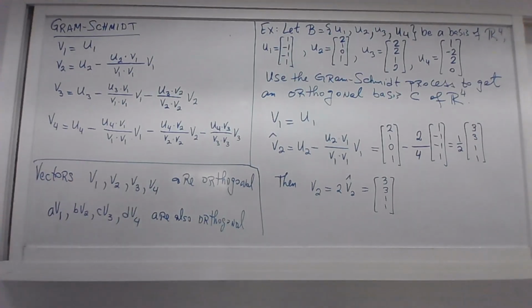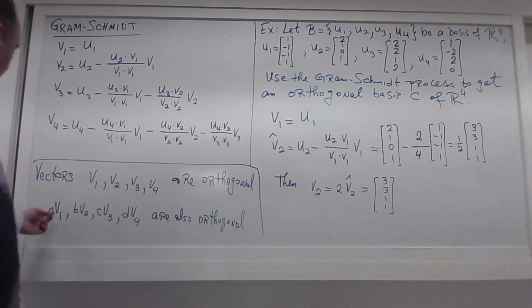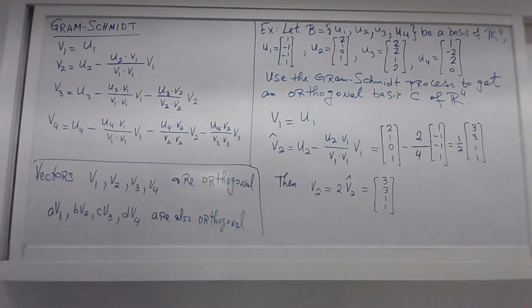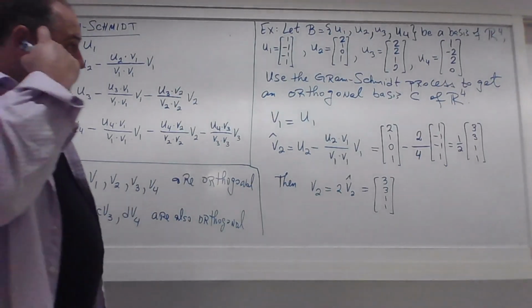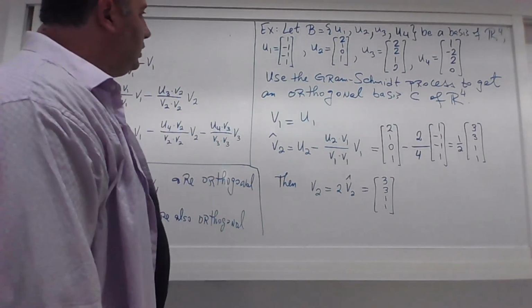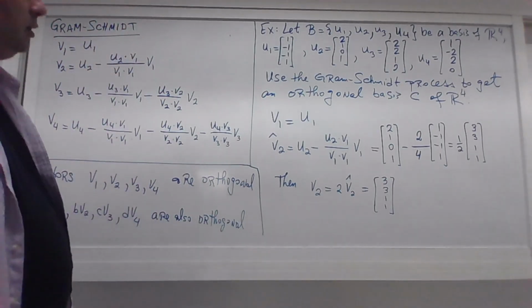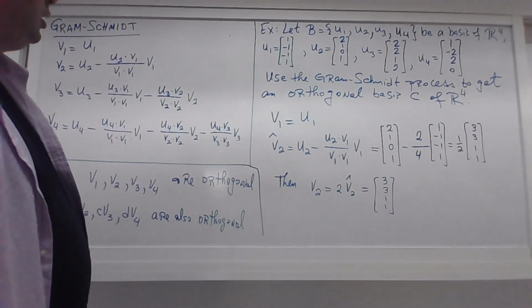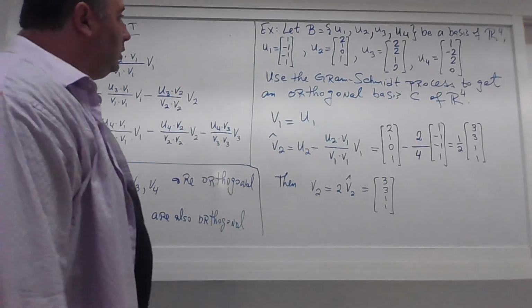Okay, so that's obvious from the dot product. So if v1 and v2 are orthogonal, any scalar multiple of v1 and v2 will be also orthogonal. That's not a problem. And I will use it here. So this is to give you a trick that you could use if you wish. If you don't want, it's fine.